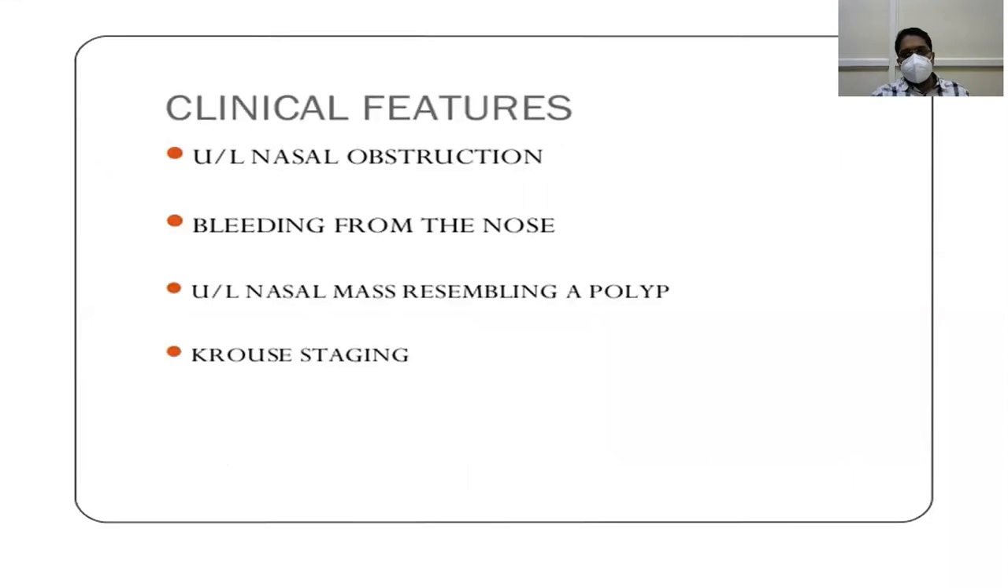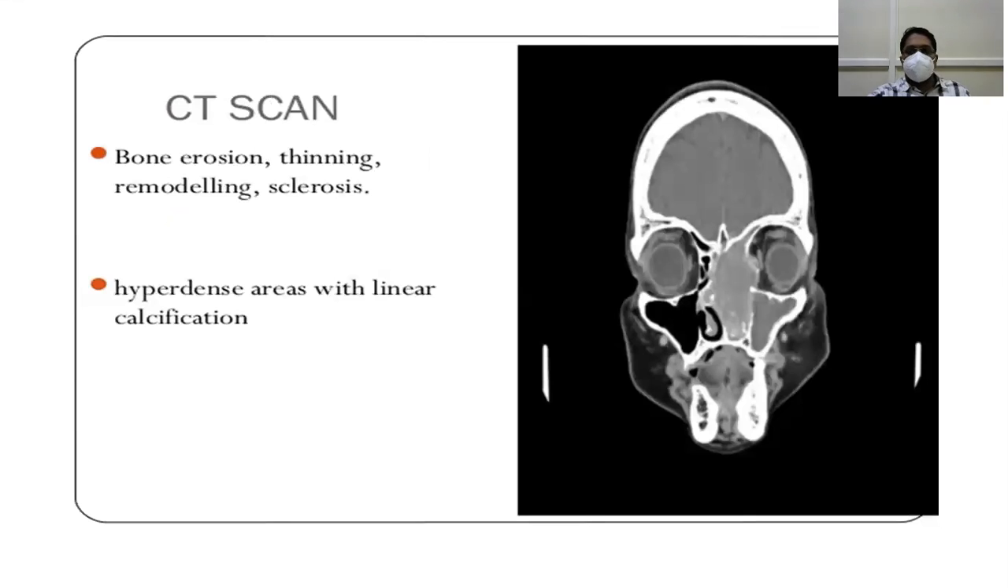What are the clinical features here? When it is unilateral, there is obviously unilateral nasal obstruction and bleeding from the nose, and a nasal mass, something like a polyp, as I told you. There is bone erosion, thinning, remodeling, and sclerosis. See this thinning of the bone, with areas of linear calcifications. See this linear calcification here.